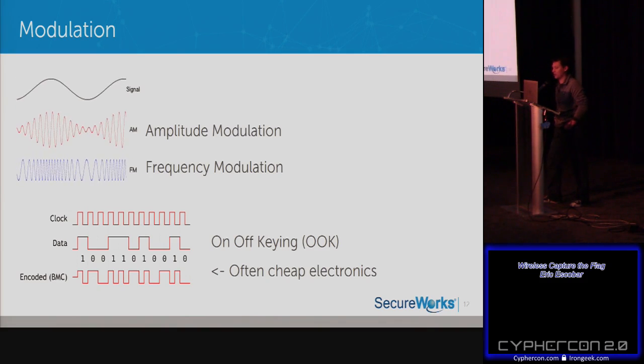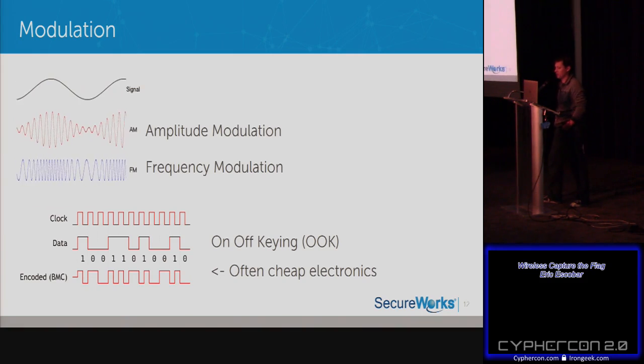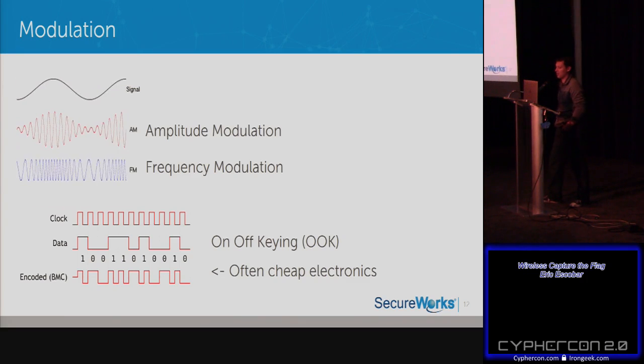Now, the type of encoding that they're using here is a type of amplitude modulation called on-off keying. Basically, it's a digital way of transmitting data, and this is something that a lot of cheap electronics use. You can see that as it blips high, that's a 1. If it blips low, that's a 0. And so you could basically just do binary over this.